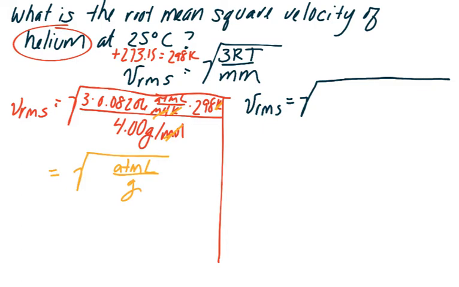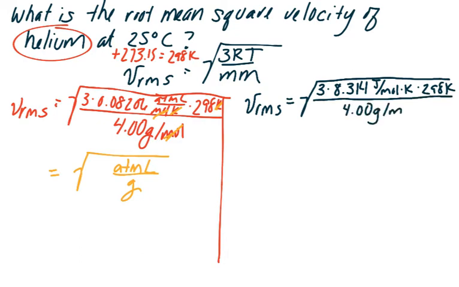So we can do the same thing with R. So instead of expressing it in atmosphere liters per mole Kelvin, we can express it in joules per mole Kelvin. And then the temperature, we're still going to keep that in Kelvin because we need an absolute scale. And then our molar mass. This is still not quite right, but I want to show you that we're getting closer.